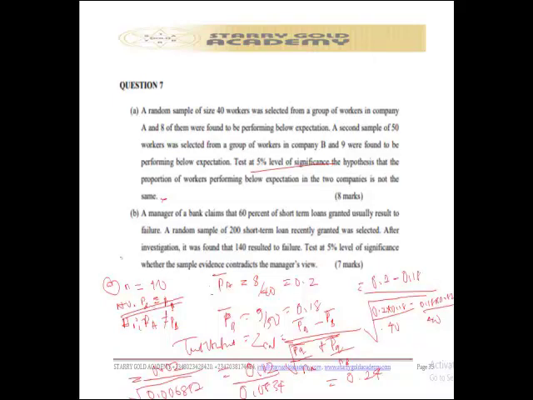Then now B. A manager of a bank claims that 60% of short-term loans granted usually result in failure. A random sample of 200 short-term loans recently granted was selected. After investigation, it was found that 140 resulted in failure. Test at 5% level of significance whether the sample evidence contradicts the manager's view.